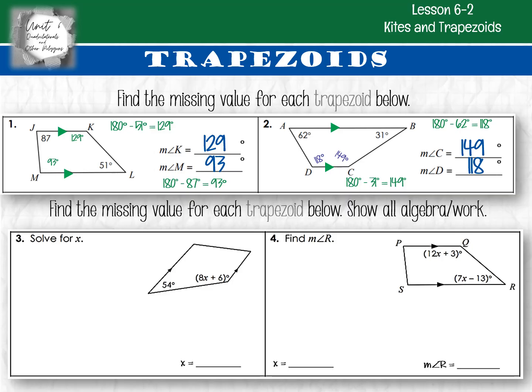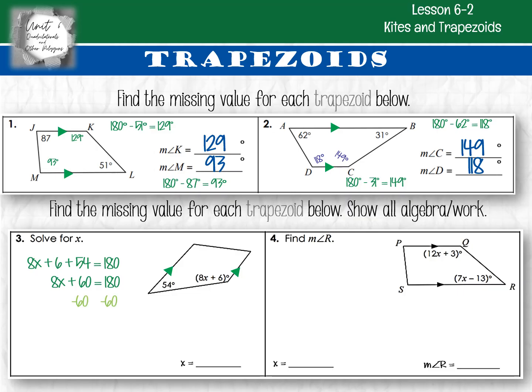Find the missing value for each trapezoid below. Show all algebra and work. Solve for x. There are our parallel sides. Consecutive interior angles, those are supplementary. Write an equation: 8x plus 6 plus the 54 equals 180. Combine like terms. 8x plus 60 equals 180.